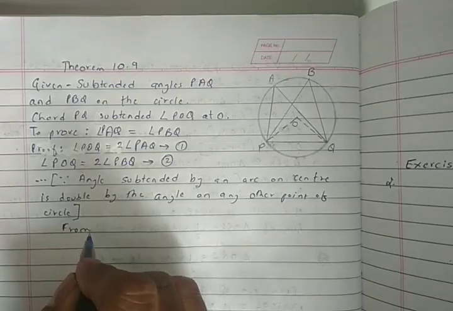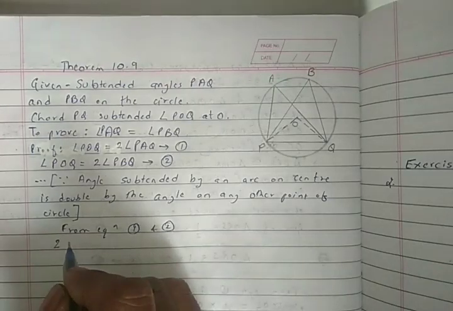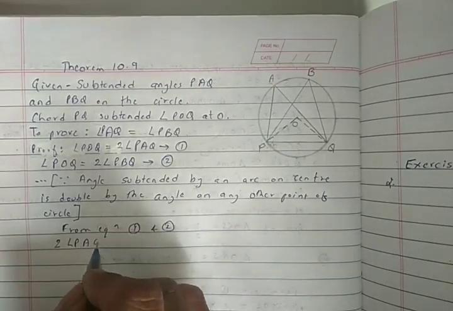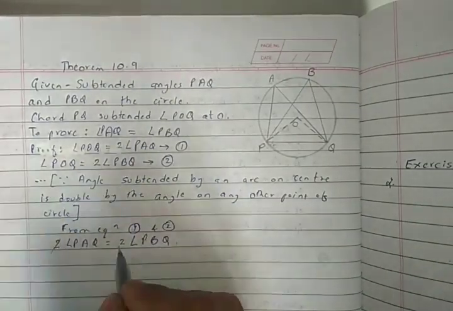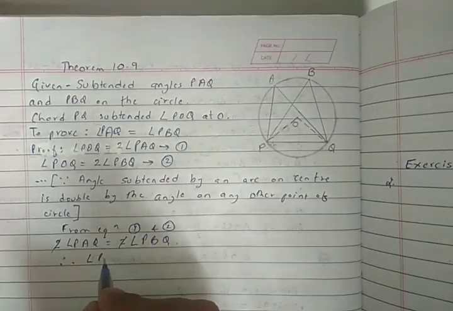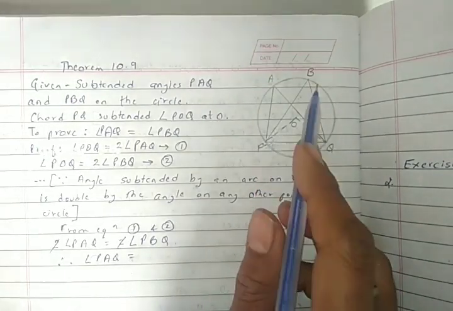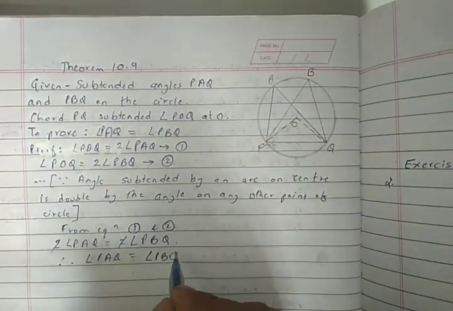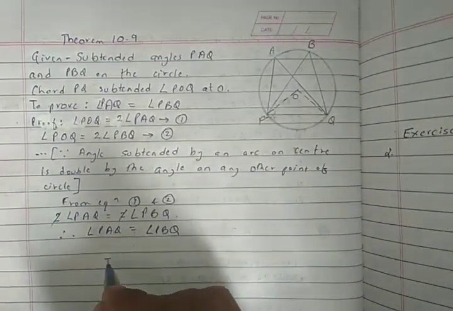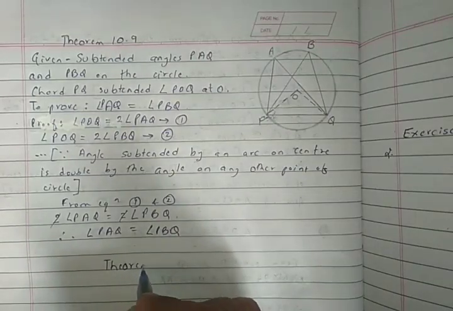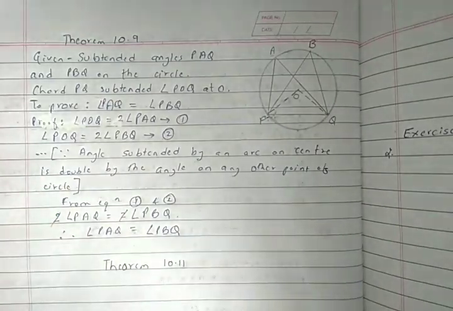Now from equation 1 and 2 we get 2 times of angle PAQ equal to 2 times of angle PBQ. This 2 will get cut, therefore we will get angle PAQ equal to angle PBQ. Thus it is proved. Now let's see theorem 10.11.